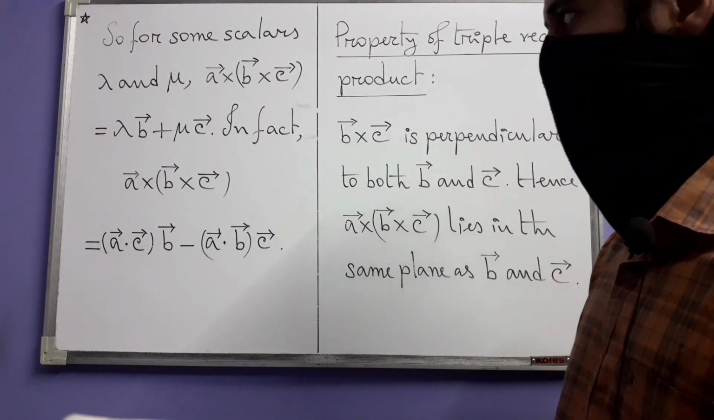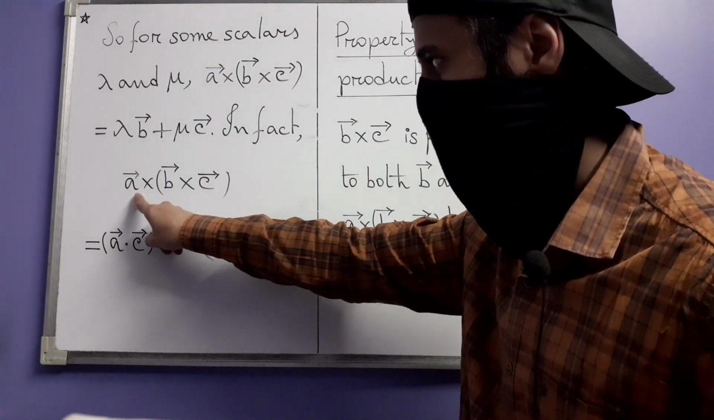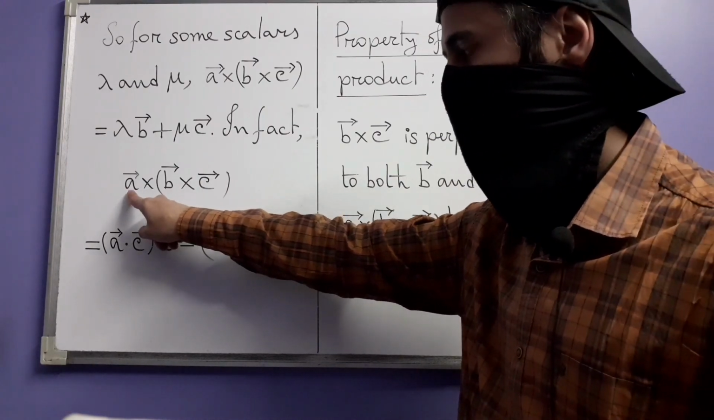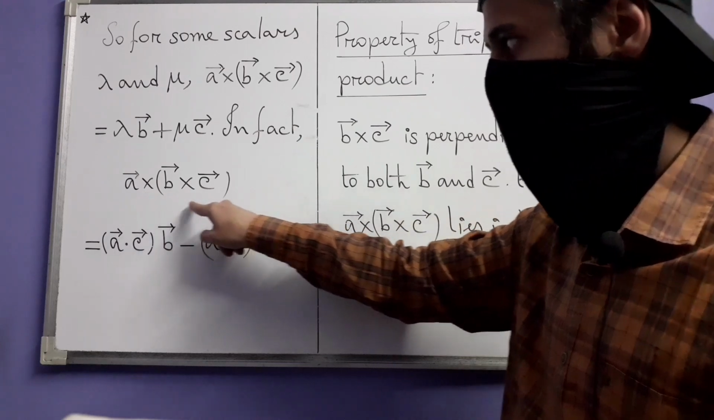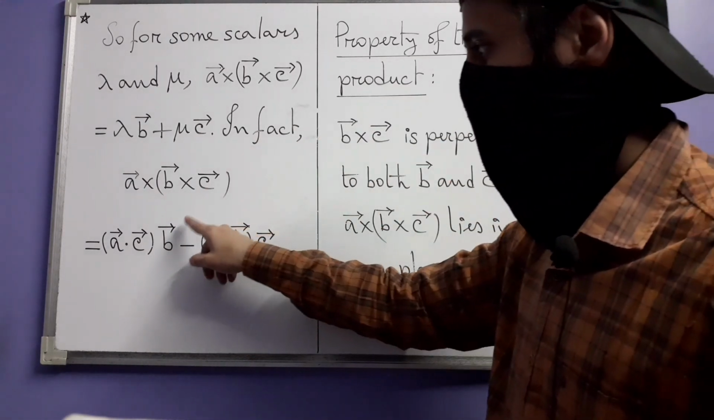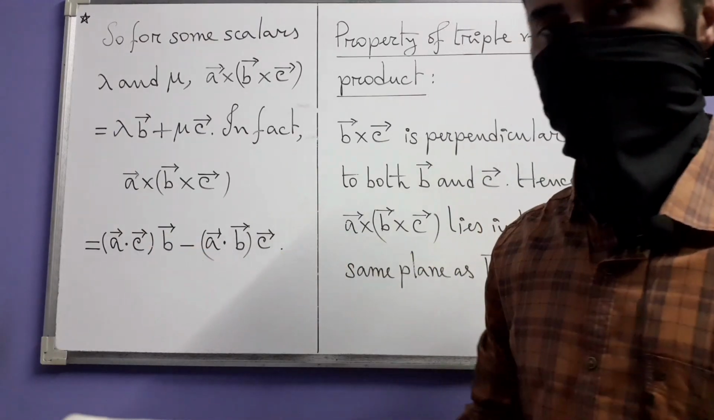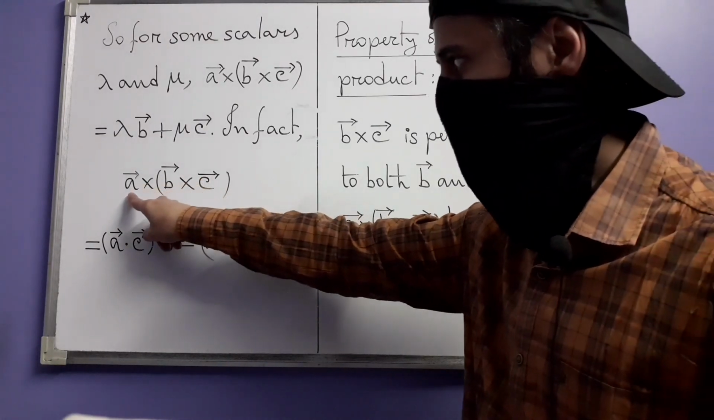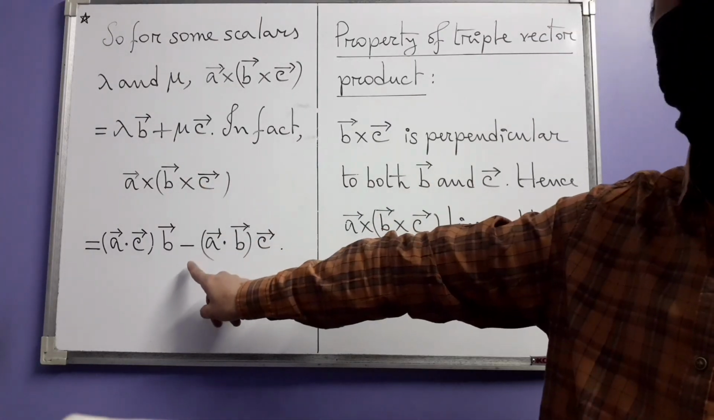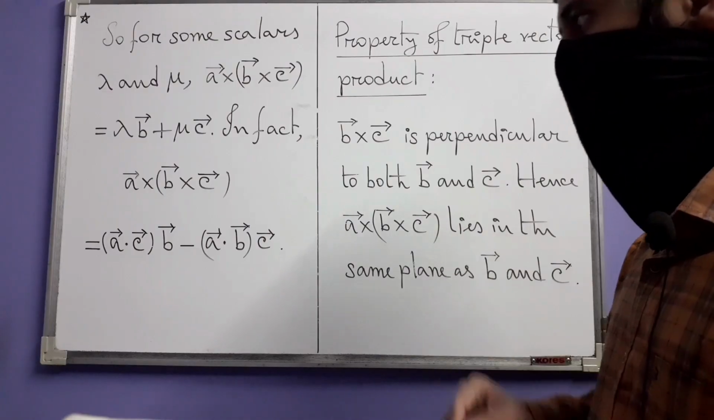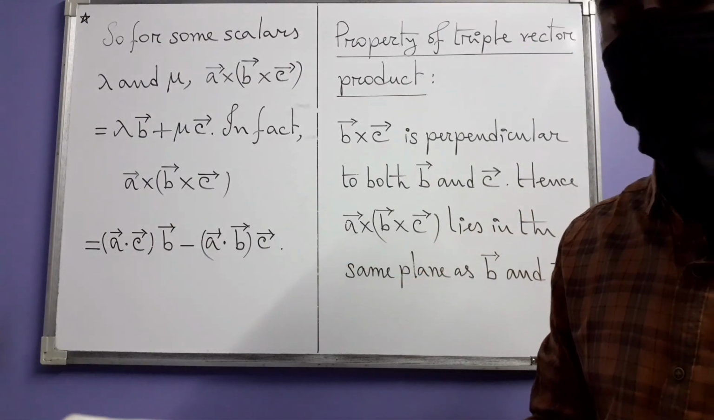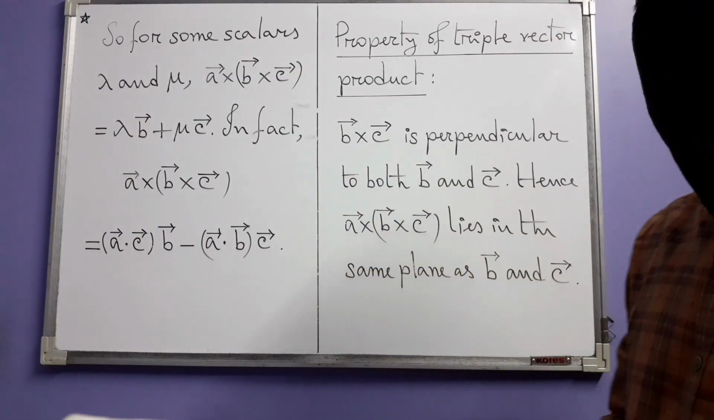To remember this, you can see this pattern that first you write A dot C. You take the scalar product of A with the further vector, not the near one, and then multiply B with that, and then you take the scalar product of A and B, and with that you multiply C. There is a minus in between. Note one more thing carefully, that this is actually a scalar because it's a scalar product. Similarly, this one is a scalar.